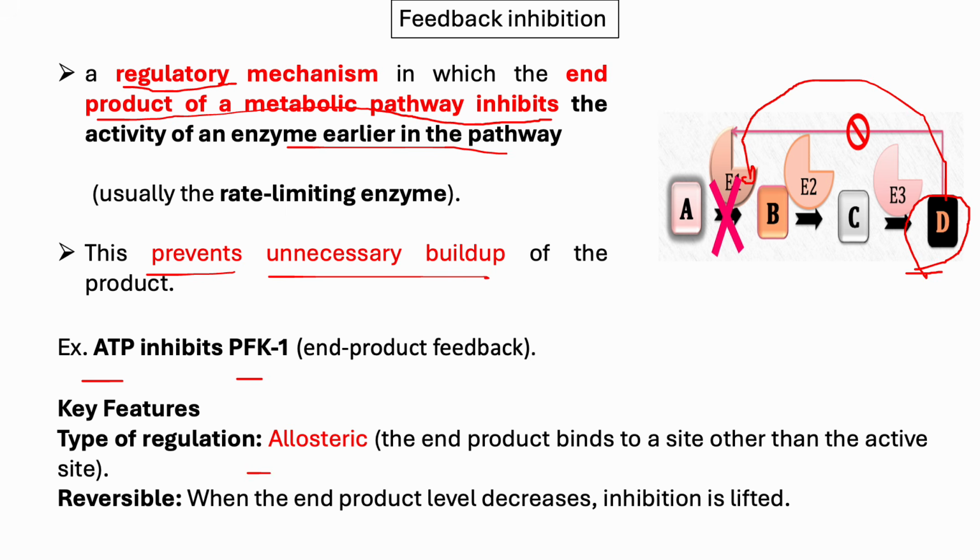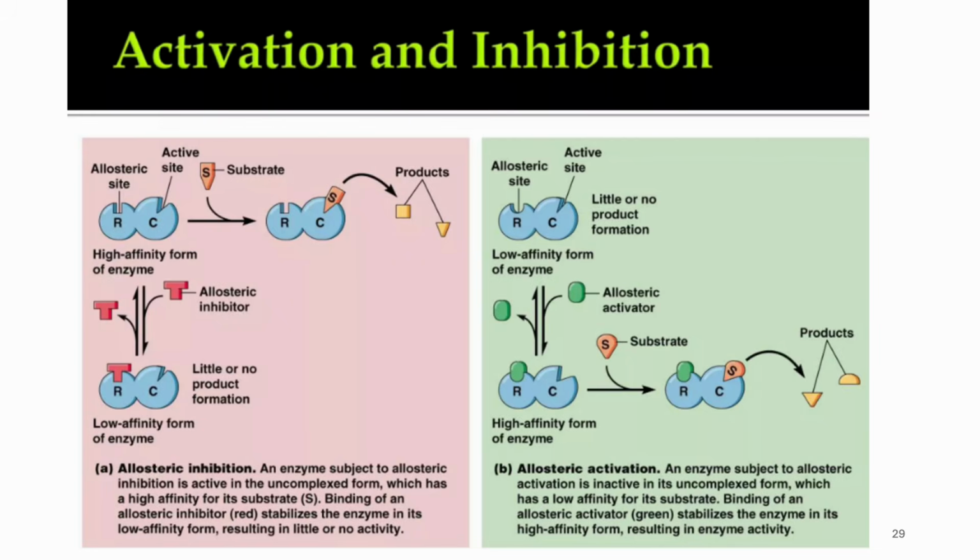And what's the key feature of feedback inhibition? This type of regulation is allosteric. That means the end product binds to a site other than the active site, and this is reversible. Reversible means when the end product level decreases, then the inhibition is lifted. That means it can regulate based on the amount. If it's getting lower, then the feedback inhibition will switch off. That means it needs more product, and vice versa.